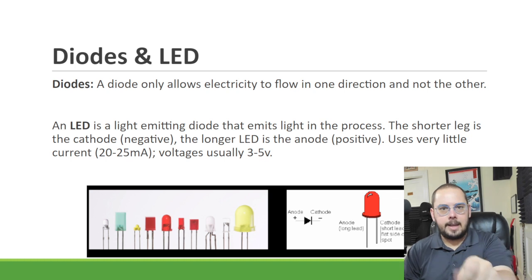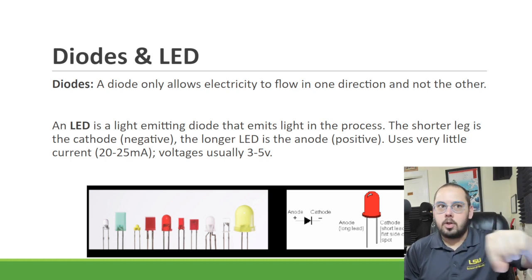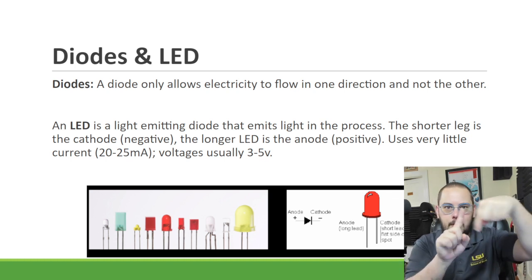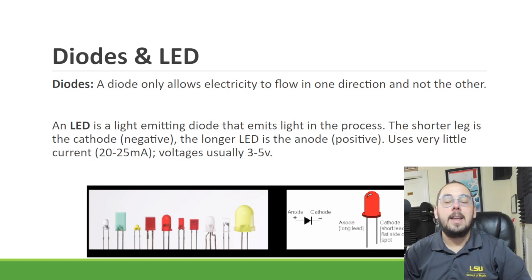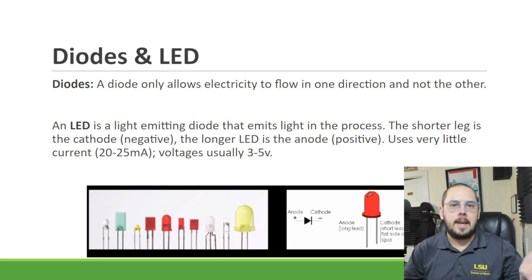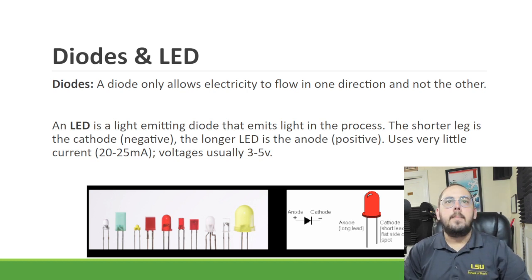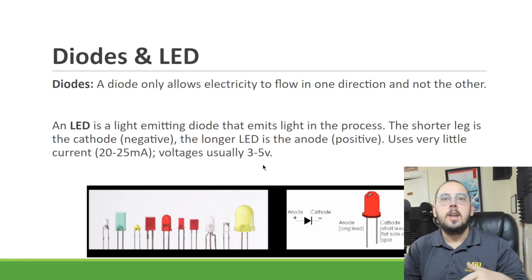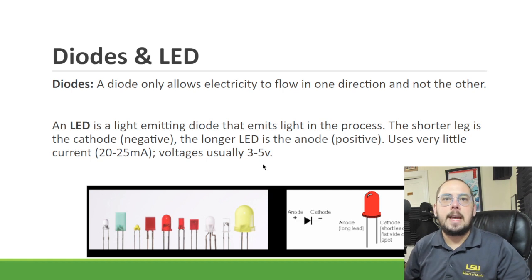So that's how you work it out. If you put your LED in your circuit and it doesn't work, try taking it out, flipping it around in the circuit and putting it back in. That may fix your problem. Again, it could also potentially pop the LED and just ruin it. But usually they don't use a lot of current, and they use very low voltages. So it's a great and efficient way to make light.